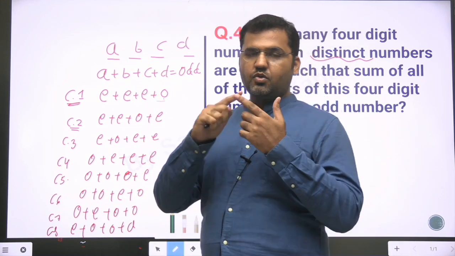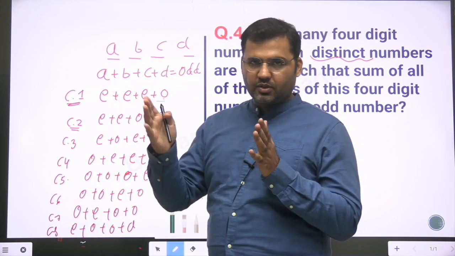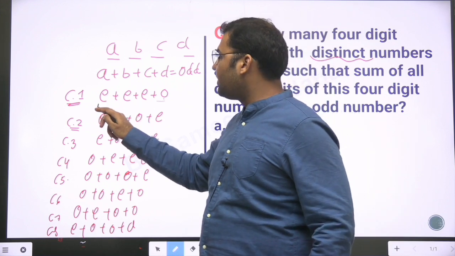5 even: 0, 2, 4, 6, 8. But 0 nahi aa sakta hai. 4 digit number hai. Pehle place pe 0 rakhoge, to 3 digit ka banega. So first place can be filled in 4 ways, right?